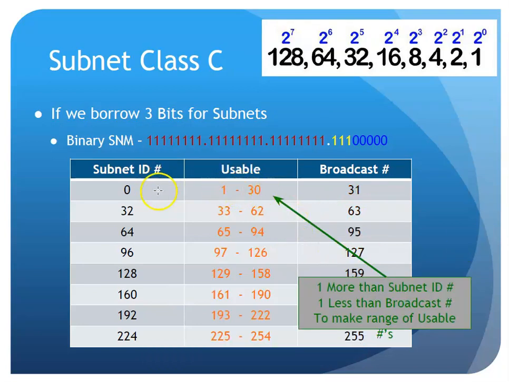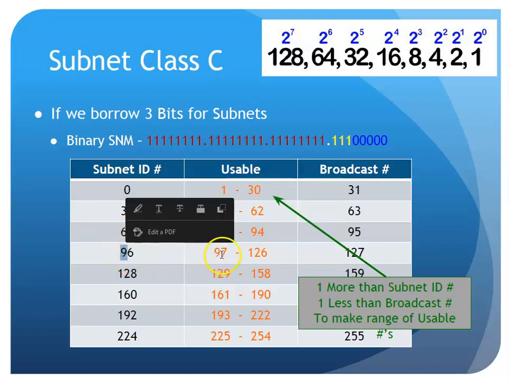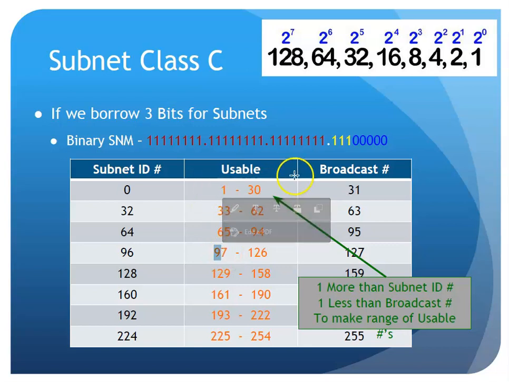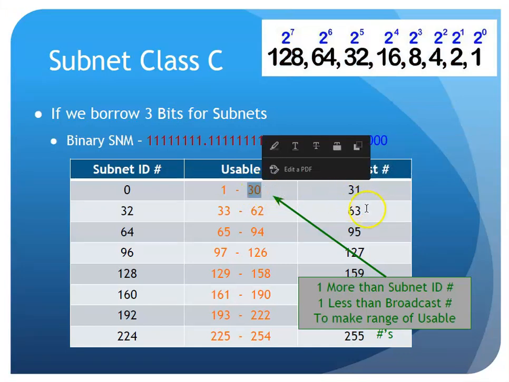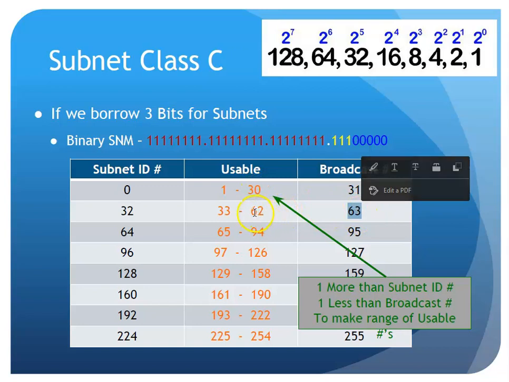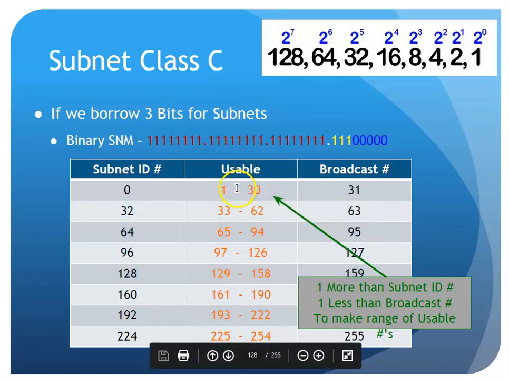To get my usables, I'm going to go one more than the network number, so 1. 32 goes to 33, 64 here, 65, 96, 97, one more. And then over here on the other end, we're going to go one less than the broadcast. So the broadcast is 31, the last usable will be 30. Broadcast over here 63, last usable will be 62. Broadcast over here 95, last usable will be here 94. So we're going to go one more than the network number and one less than broadcast, and that's going to give me my column of usable addresses in here in the middle.